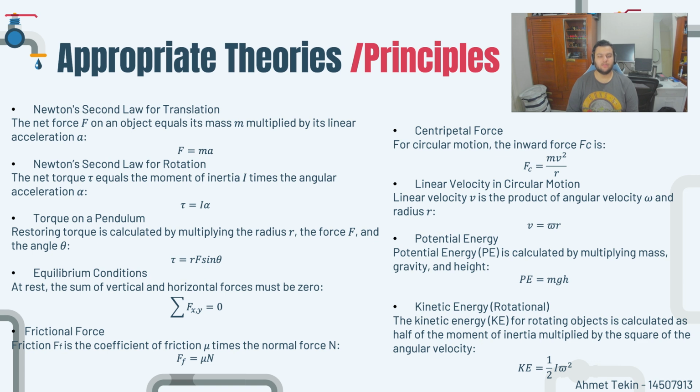At rest, net forces in x and y are zero, which means that the sum of Fx and the sum of Fy is equal to zero. We also incorporate the centripetal force, so Fc = mv²/r, and relate angular velocity to the linear velocity using v = ωr. The potential energy and the kinetic energy were calculated to track how the energy changes as the pipe swings. These were essential to validate the results in the MATLAB simulation and code later.